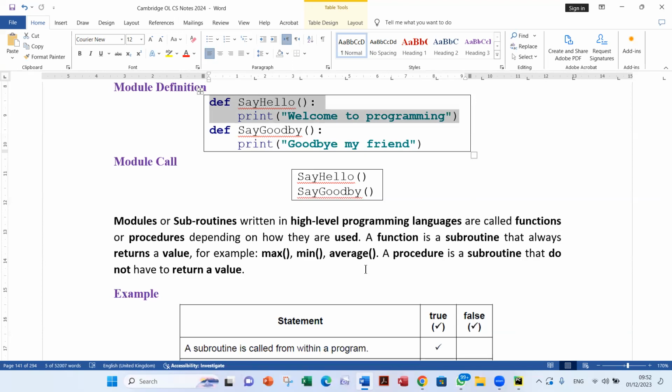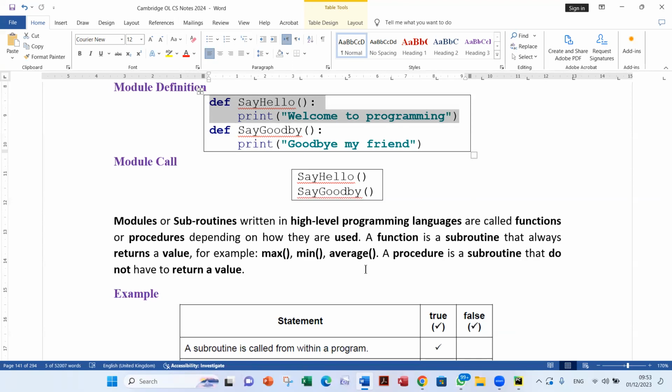What is meant by that? I will show. I can say that, for example, function max calculates the maximum and returns it to the original program. Function minimum finds the minimum and returns it. Function average calculates the average and returns. So these functions are performing calculations and must be returning values to the original program.